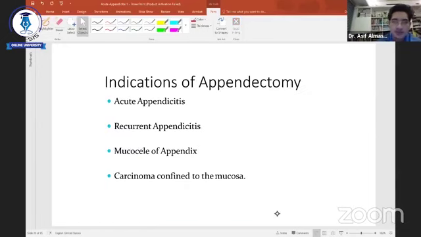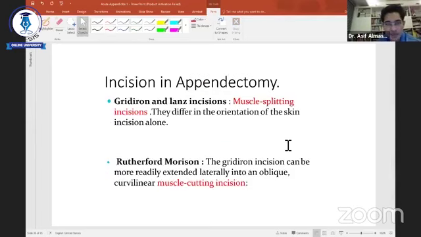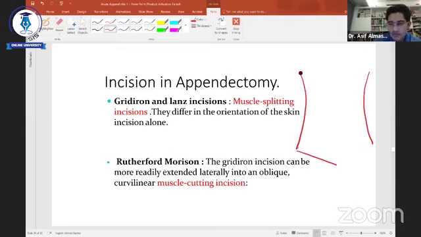Indications of appendicectomy: acute appendicitis, definitely; recurrent appendicitis; mucocele; and if there's a carcinoid. Incisions. What are the incisions? In fact, there are many incisions that can be given in case of appendicitis. If this is the abdomen of the patient, the gridiron incision is the commonest incision that is given.